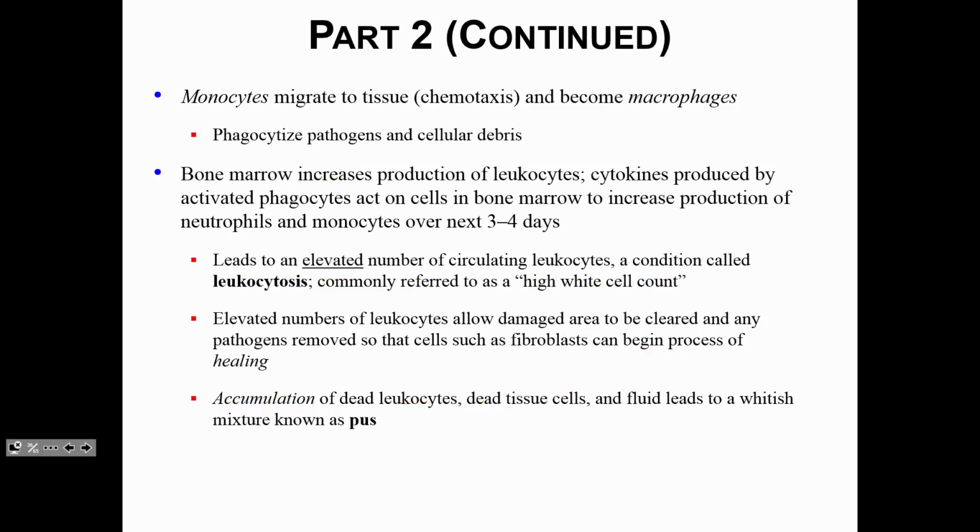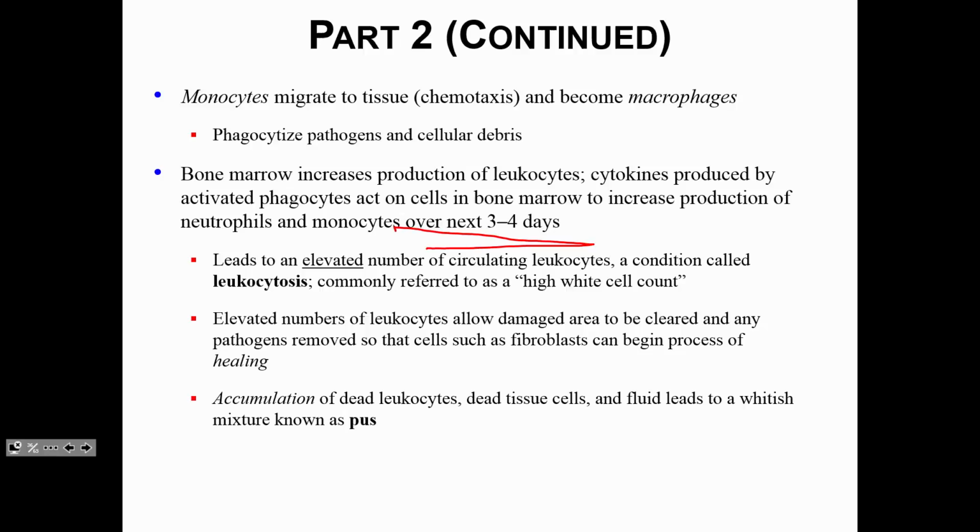Okay. All right. Monocytes also migrate to the tissue via chemotaxis, and they become macrophages, so they get rid of pathogens and debris. The bone marrow is going to increase production of the leukocytes. The cytokines that are produced by those phagocytes are going to act on the bone cells in the bone marrow, and they're going to tell them to increase that production of neutrophils and monocytes. So for the next 3 or 4 days, the bone marrow is going to release a lot of leukocytes.